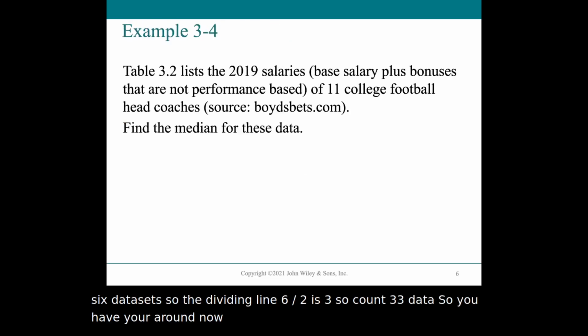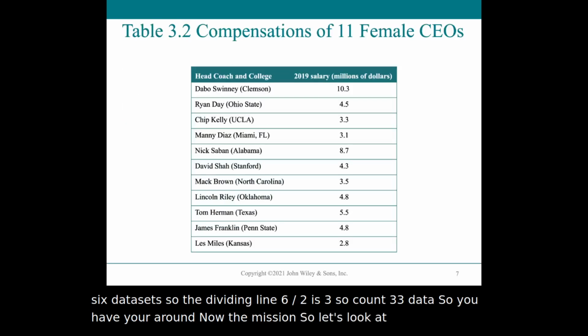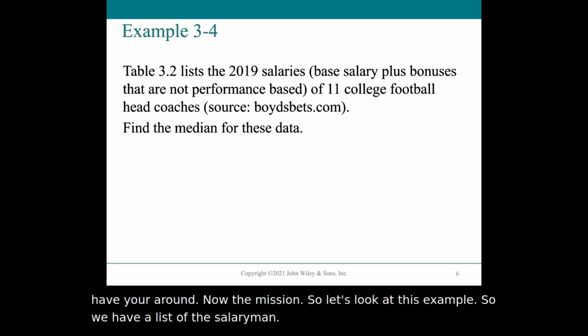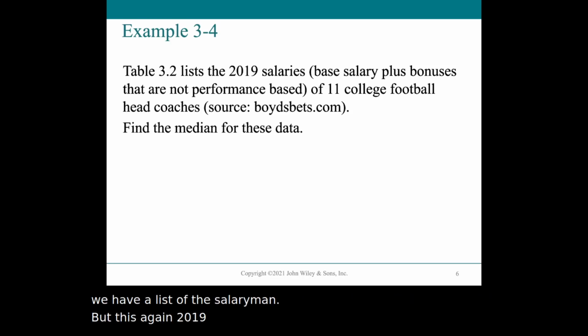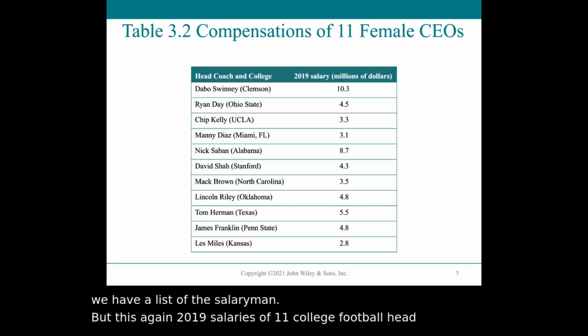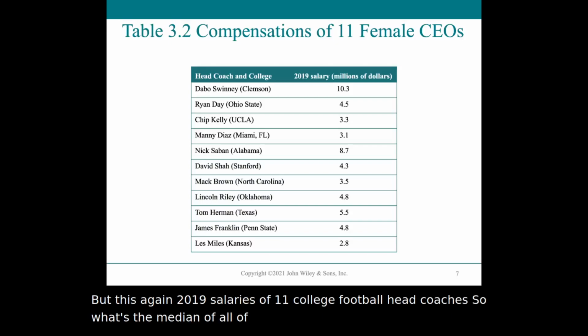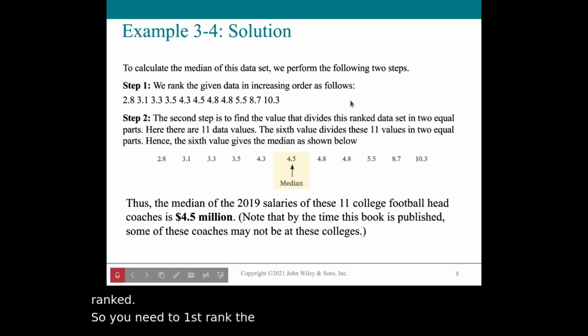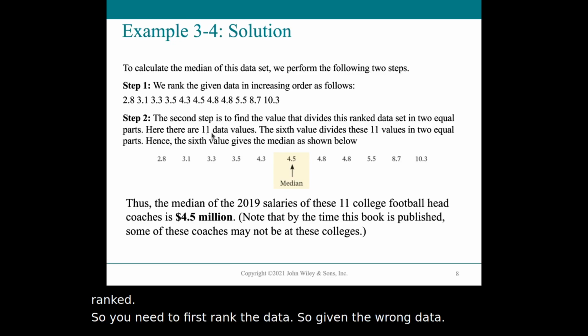Let's look at this example. We have a list of the salaries, 2019 salaries of 11 college football head coaches. What's the median of all of these data? The data here is not ranked, so you need to first rank the data. Given the ranked data, you have a total of 11 values.